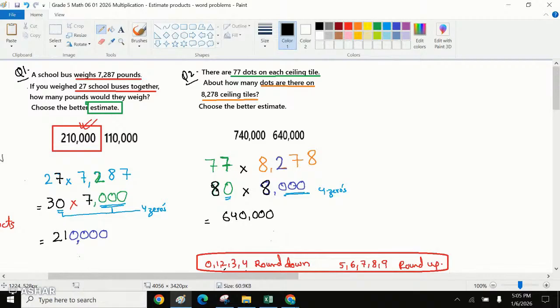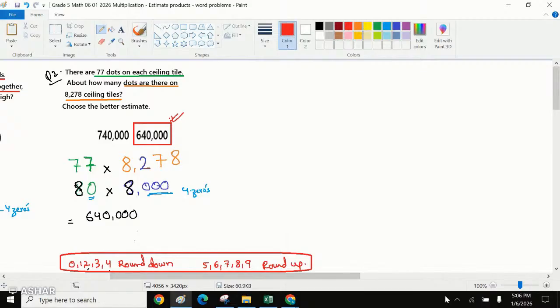Yes, thank you so much, Aiken. So we say that the closest estimate is 640,000. This is our estimated answer. See, whenever we are estimating, we don't have to give the accurate answer. We can always give the closest answer. Okay. Moving on to the next question.